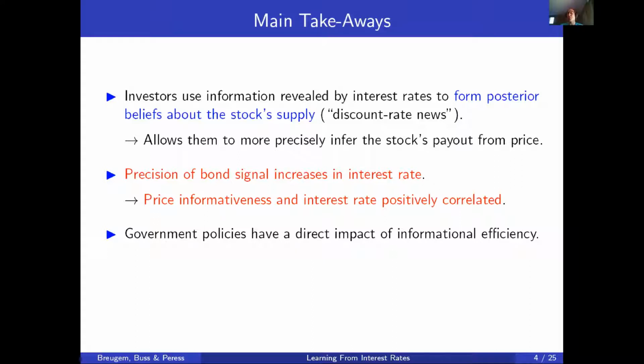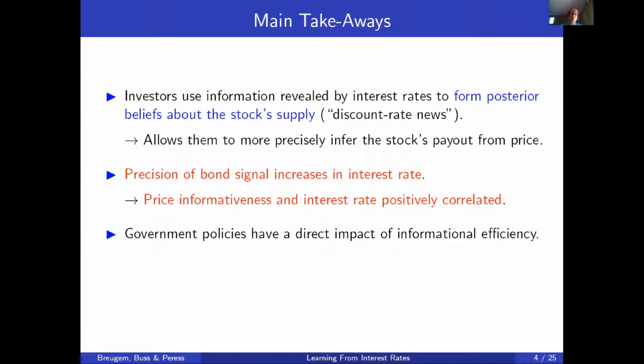And once investors have a better understanding of discount rate news, they can more easily disentangle cash flow news from the stock price, right? So by combining information from interest rates with an observation of the stock price, investors achieve a superior knowledge of an asset's cash flows. A key result, which speaks to these concerns of market agents that I mentioned earlier on, is that the precision conveyed by interest rates is increasing in the level of interest rates.